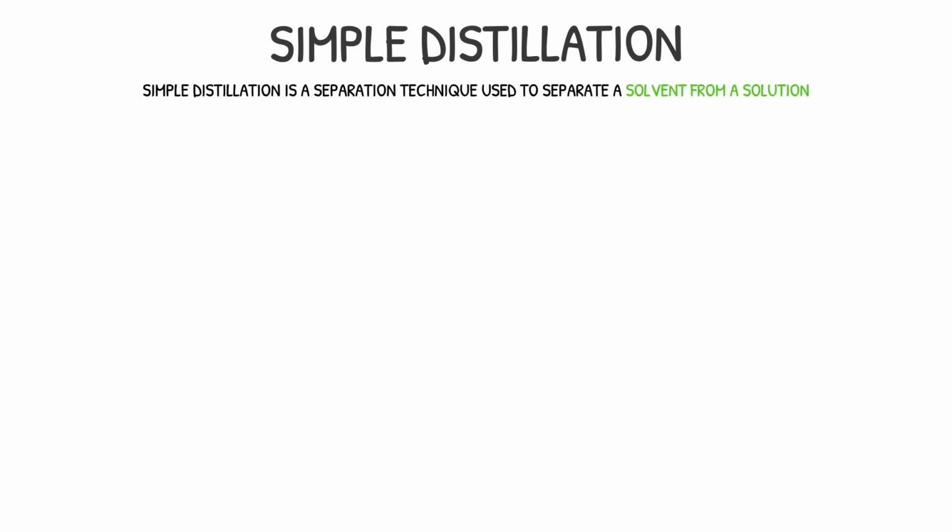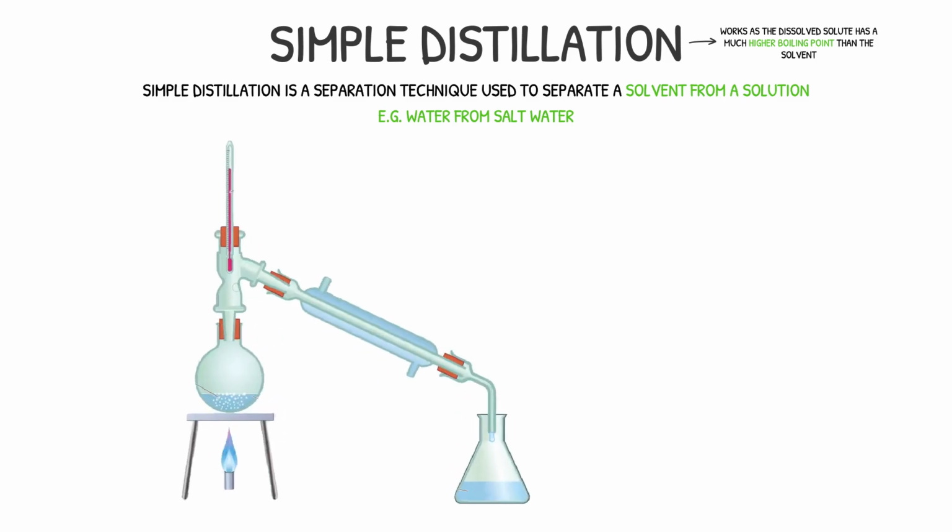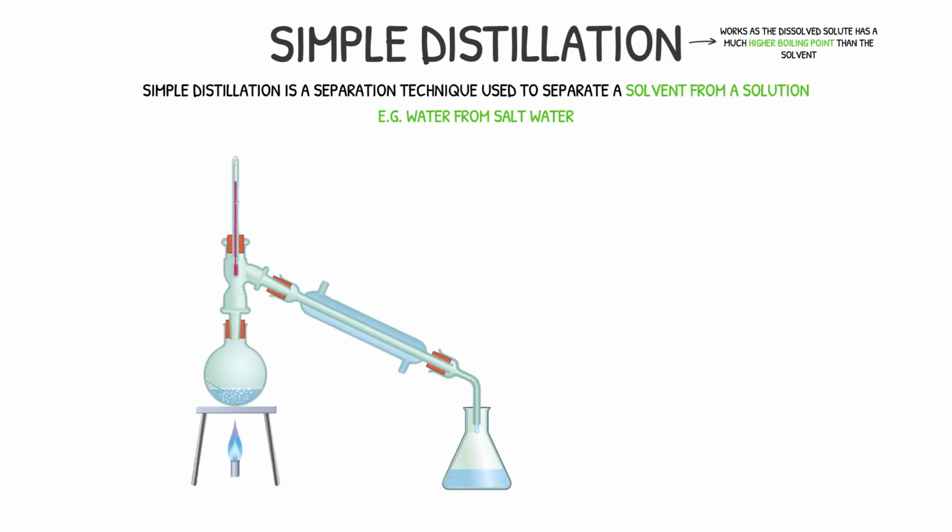Simple distillation is a separation technique used to separate a solvent from a solution, for example, water from a mixture of salt water. The technique is successful as the boiling points of the solvent and the solute will be very different, and in the laboratory, the apparatus used will look similar to this. Firstly, the solution is added to a distillation flask, and this flask will contain anti-bumping granules. Anti-bumping granules are added to control the boiling of the solution and to prevent it from bubbling over.